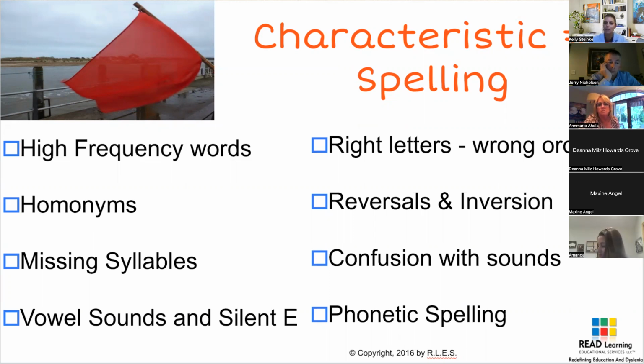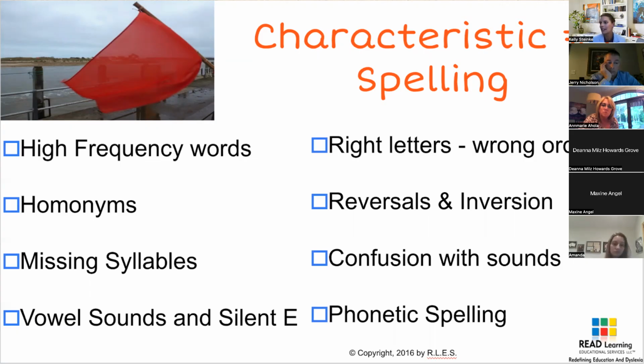And these are the types of spelling patterns you might see in a dyslexic writing sample. You'll see missing syllables, oftentimes the middle syllable's missing. You'll see vowel sounds confused. Silent E sometimes just kind of sprinkled all over the page because they're not real sure where silent E goes, so they're trying to see what looks right.